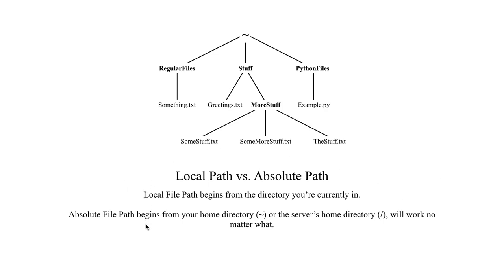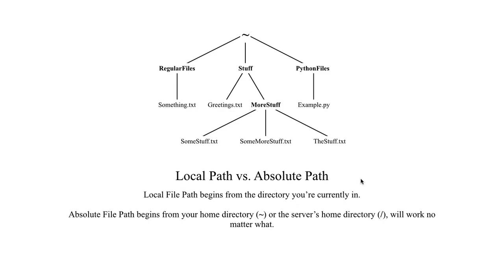And the absolute file path, which is what we've been working with so far, begins from either your home directory, again denoted by the tilde, or the server's home directory, also known as the root directory, which is denoted by the single /. One advantage of the absolute file path is that it will work no matter what. It doesn't matter what directory you're currently in, the absolute file path will always take you where you want to go. Local file path won't necessarily do that, but it is a lot more abbreviated and simpler to work with in a lot of situations, which is why some people prefer it. So in case you encounter a local file path, the absolute file path will work every time, but some people prefer the local file path because it's a lot more shorthanded.